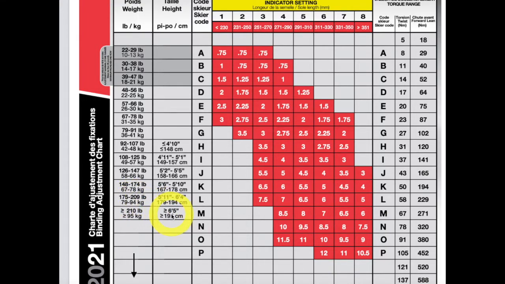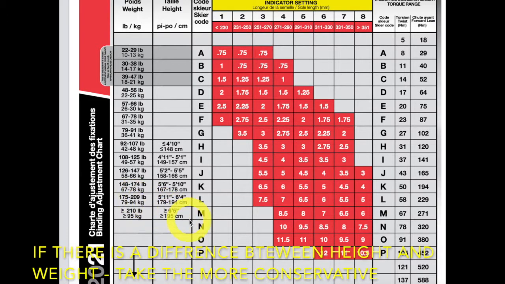Where you've got a divergence between their height and weight in terms of categories, always take the most conservative. So the most conservative is going back. So if they were 6'5" and 175, then we'd make them an L, which is the more conservative option.